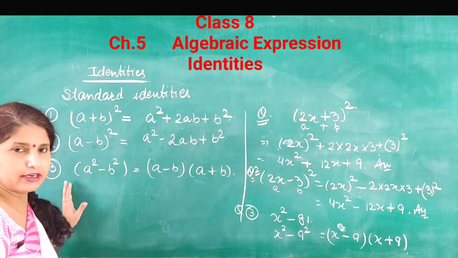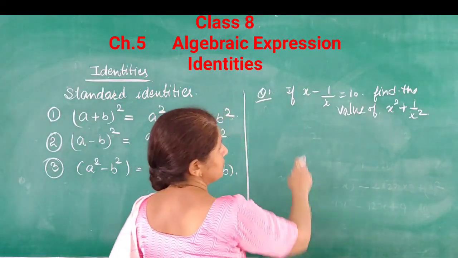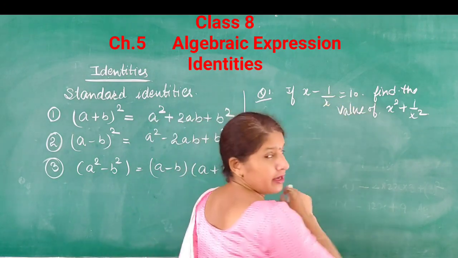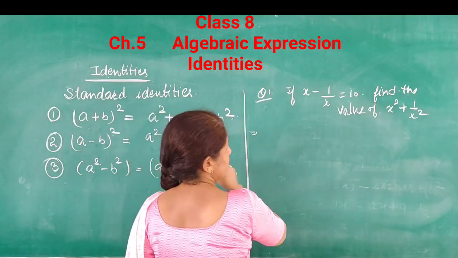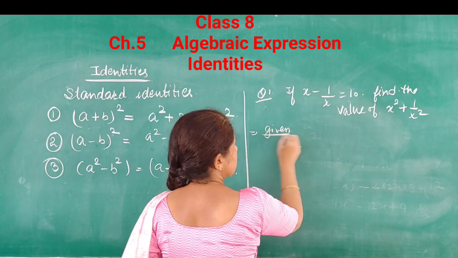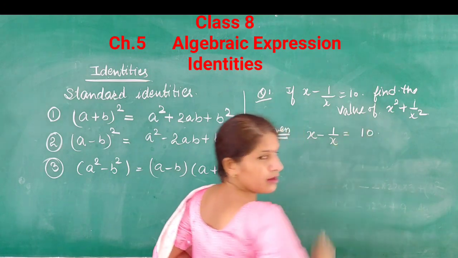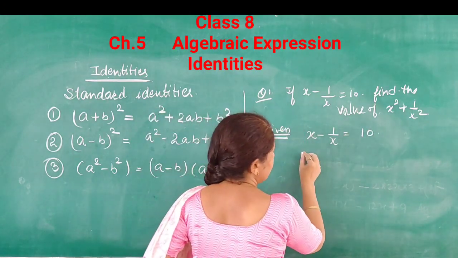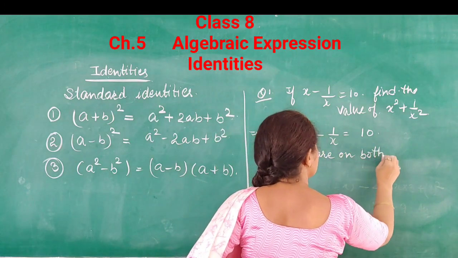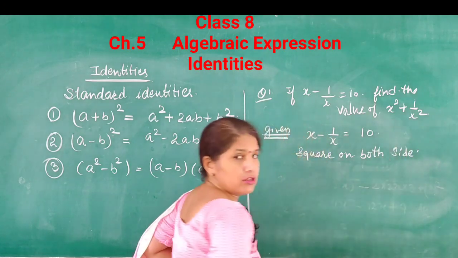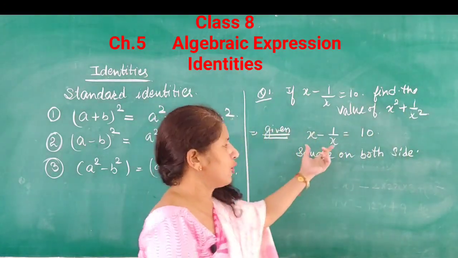On the basis of these identities, there are some questions also. Let's do them. Now the next question is, if x minus 1 upon x is equal to 10, then find the value of x square plus 1 upon x square. In this question we will start with the given part. We have given x minus 1 upon x is equal to 10. After that, we square on both sides. Why do we do this? Because we want x square and 1 upon x square in the result, it means we have to square it.